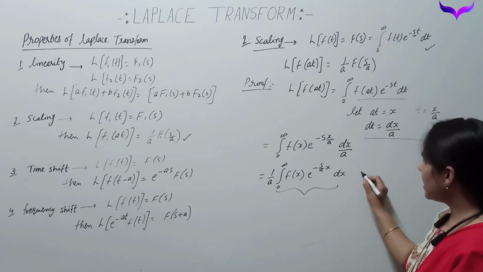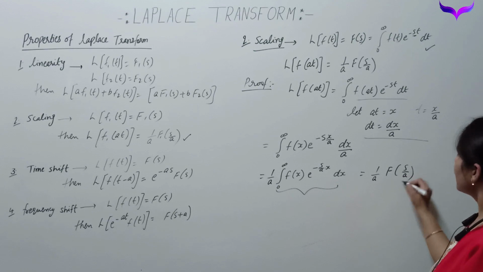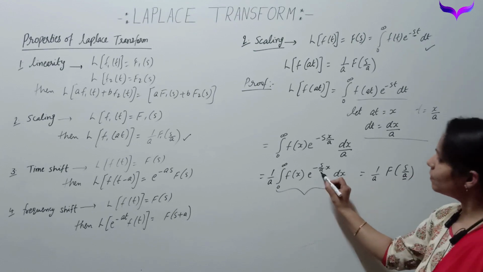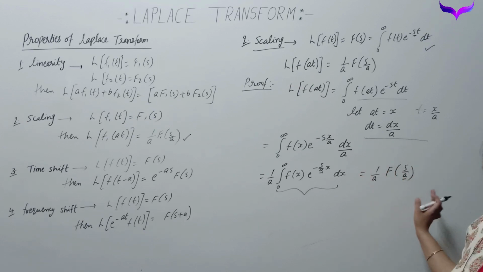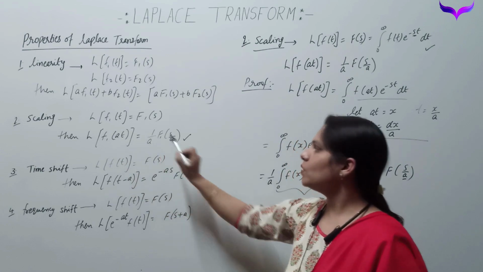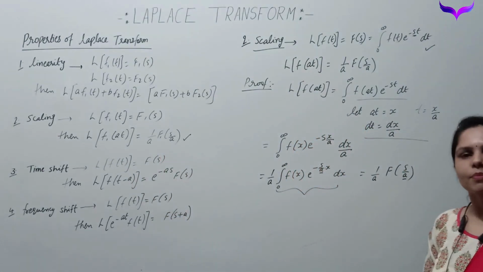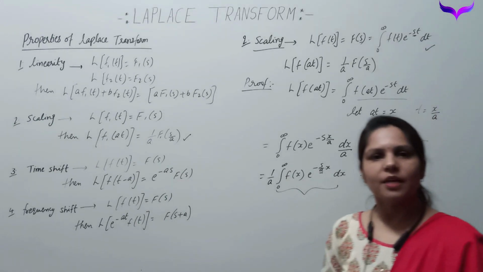Can we write this expression as 1 upon a f of s upon a? Because this s upon a is equal to this s upon a. And this is the thing which we want to prove. Laplace transform of f of at is equal to 1 upon a f of s upon a. Right? Now the next property is time shift.